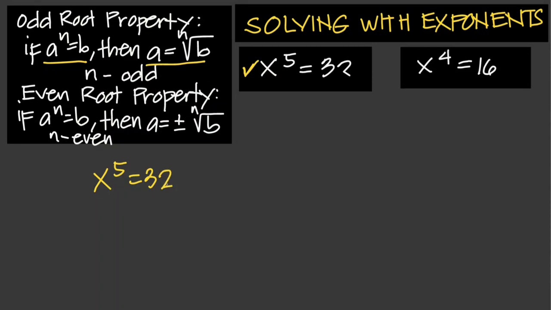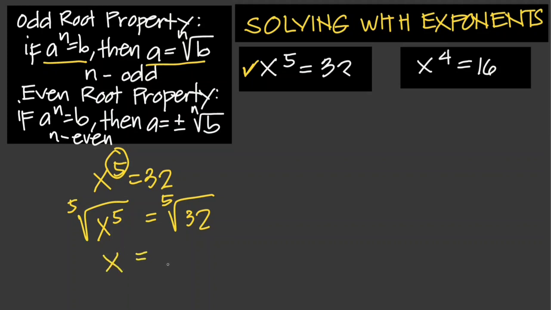In this case, since our exponent is 5, and 5 is an odd number, we use the odd root property. So we simplify the roots. We get the 5th root of x to the 5th and the 5th root of 32. The 5th root of x to the 5th is just x, and the 5th root of 32 is equal to 2, because you can write 32 as 2 to the 5th. So our solution is equal to 2.